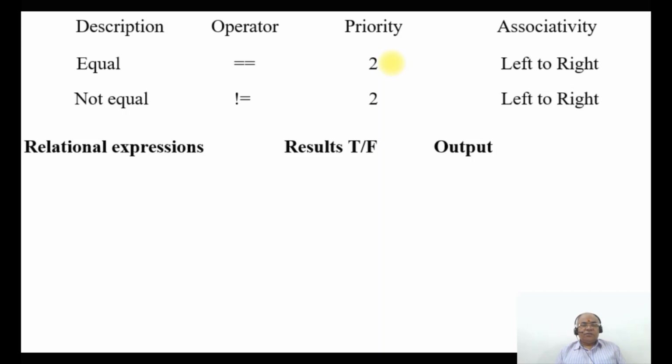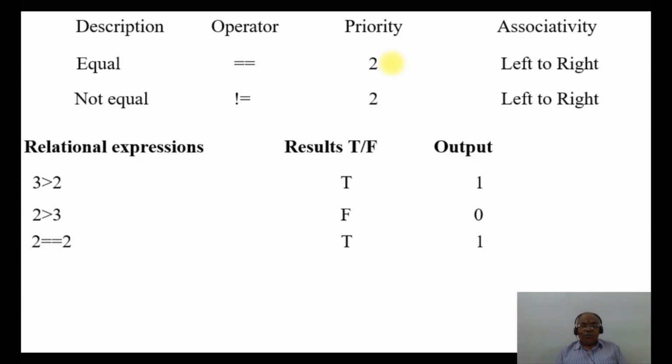Relational expressions result in true or false output. Suppose I say 3 is greater than 2, the result is true. The condition is, is 3 greater than 2? Yes, then true, and the output is 1. Then 2 is greater than 3, the result is false. It will not actually write false, but instead it says 0. So it becomes 0. Is 2 equal to 2? True, so it is 1.